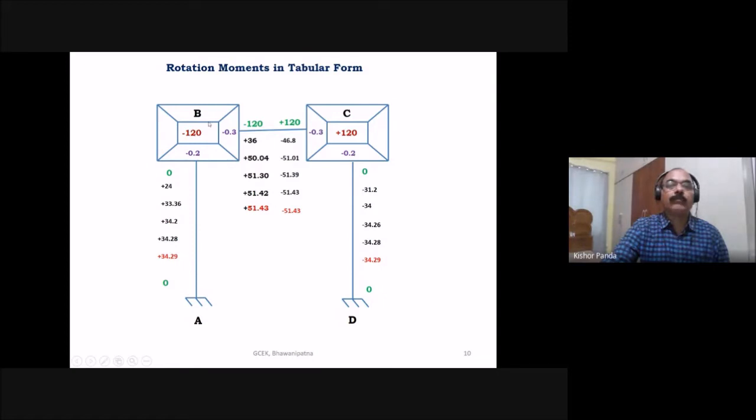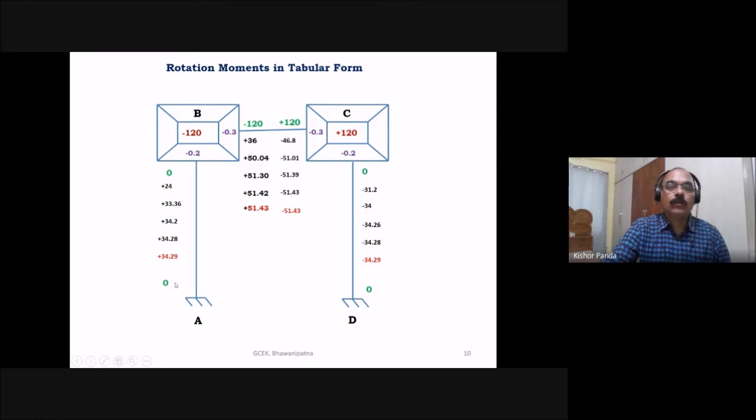There are two rectangular blocks, one small rectangular block and one large rectangular block, and you can join the corners in this manner. So you have to draw this type of block at joint B and joint C. And in the inner rectangular block, you have to write the fixed moment of joint B. What you got for joint B, that fixed moment you write in the inner rectangular block. Similarly, the fixed moment of joint C you write in the inner rectangular block. This is here.